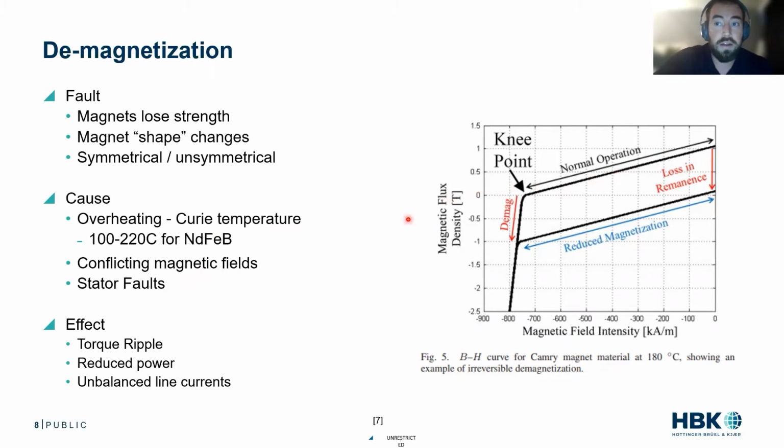Now, the magnet is really what is the torque producing element in the motor. So the effect of demagnetization, if it's an asymmetrical demagnetization, it can be torque ripple. If it's a symmetrical demagnetization, it can be torque ripple, just different. It can result in a reduction in power, that's the max power output, and it can result in unbalanced line currents. So this is something that we can potentially sense. So these are kind of the faults we're going to go over: bearing currents, turn-to-turn shorts, and demagnetization. And we're going to look at how we can measure these now.